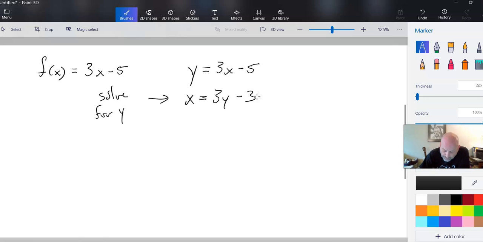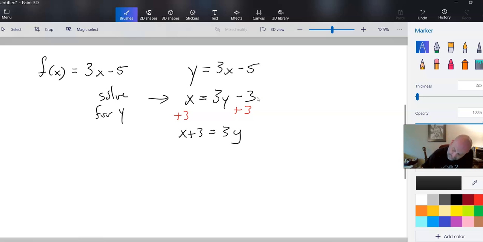So let's see here. It looks like y is already over on the right-hand side, so I'm just going to move everything to the left-hand side and then swap it around. So that means I can add 5 to both sides, and that gives me x plus 5 is equal to 3y.